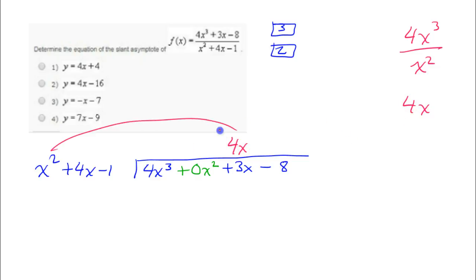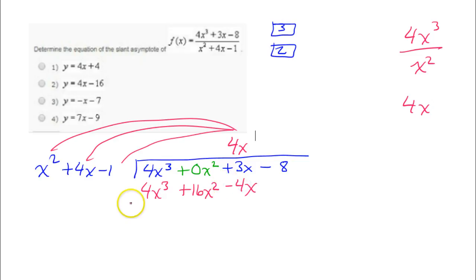And then you take that and you do the distributive property with it. So 4x times x squared is 4x to the third power. 4x times 4x is 16x squared. 4 times negative 1 is negative 4x. But then you subtract by changing the signs. So minus, minus, plus.